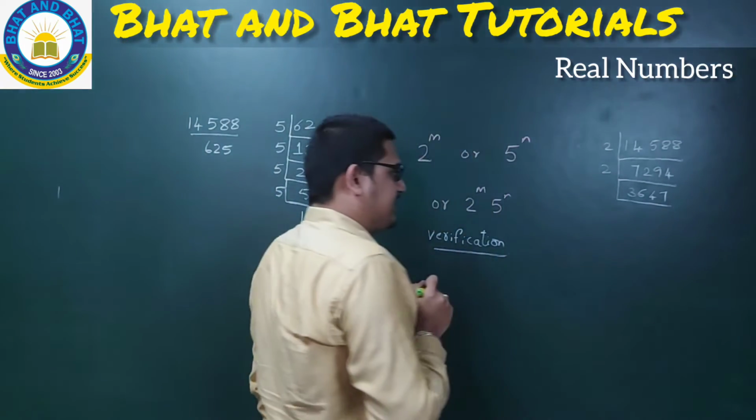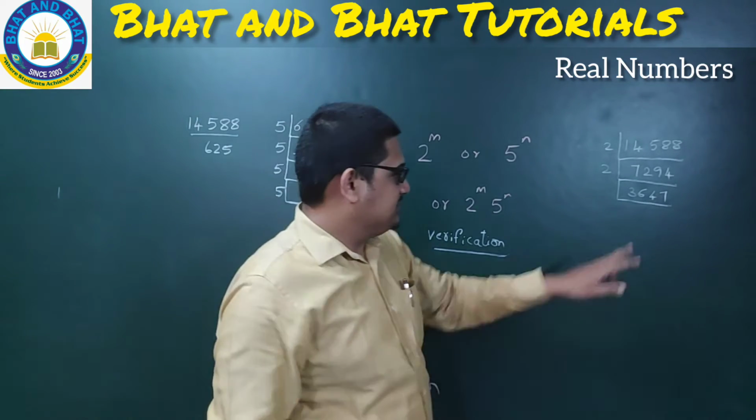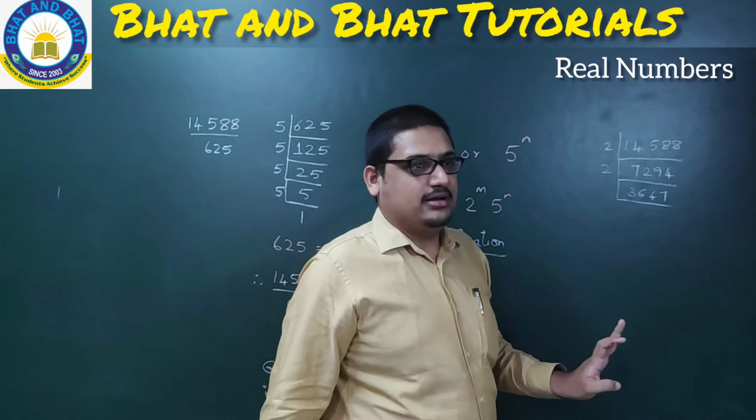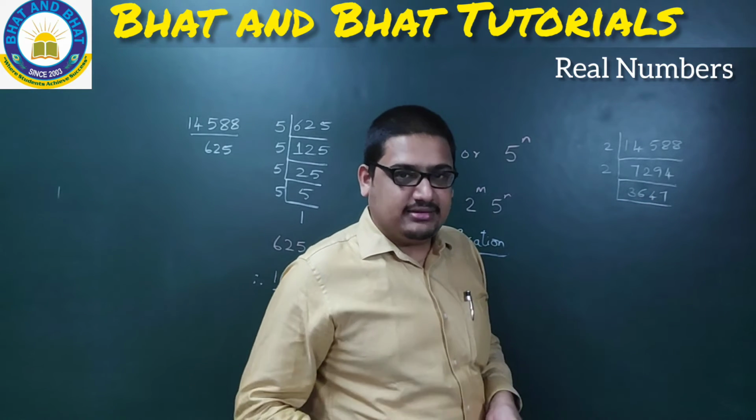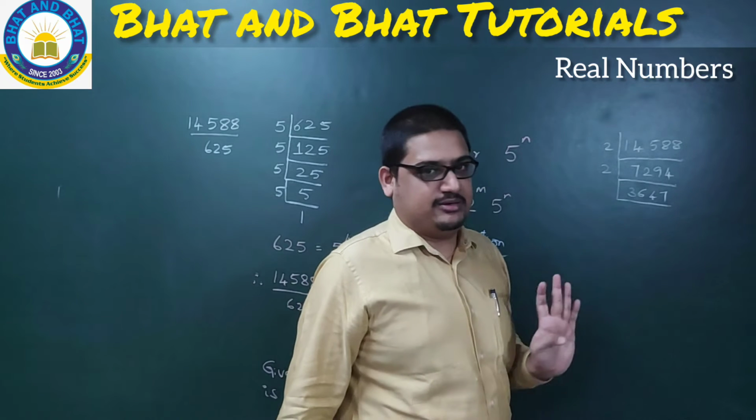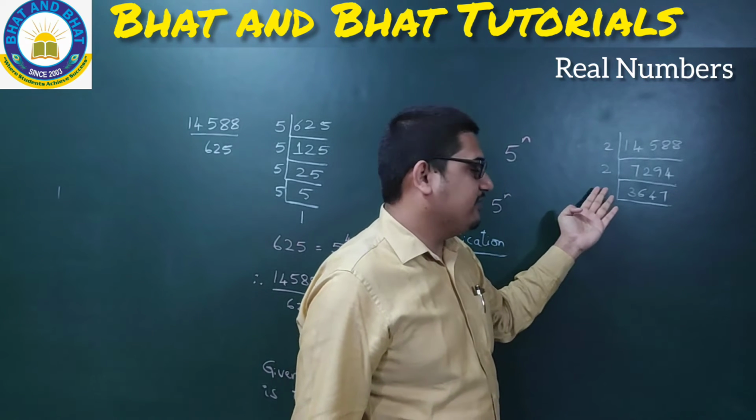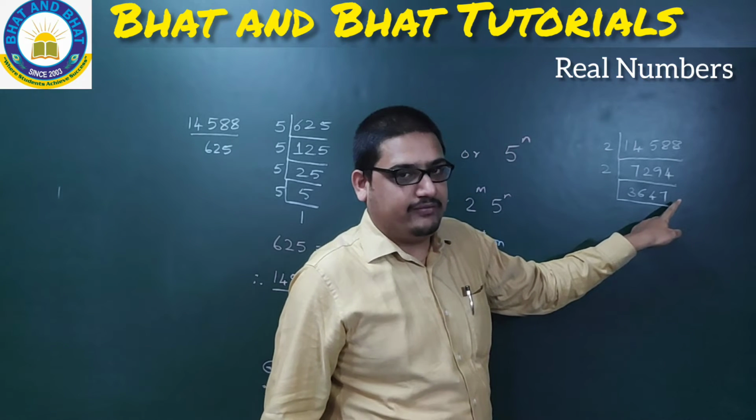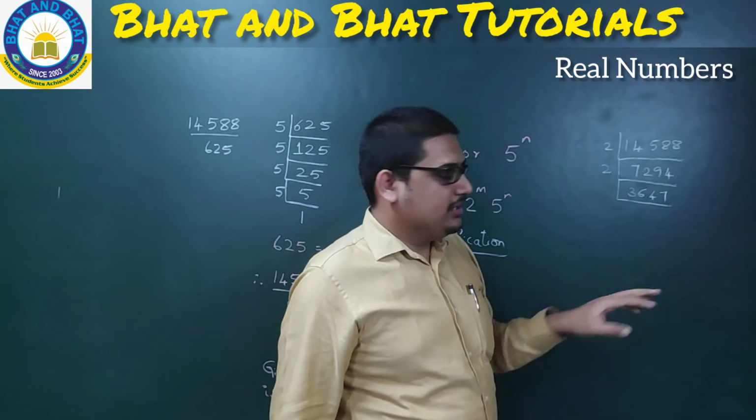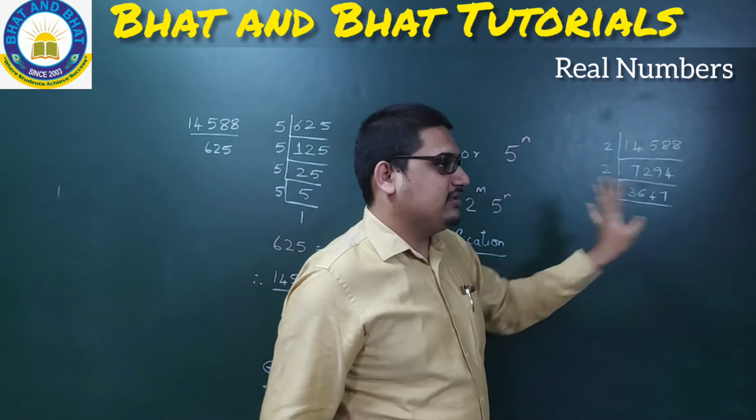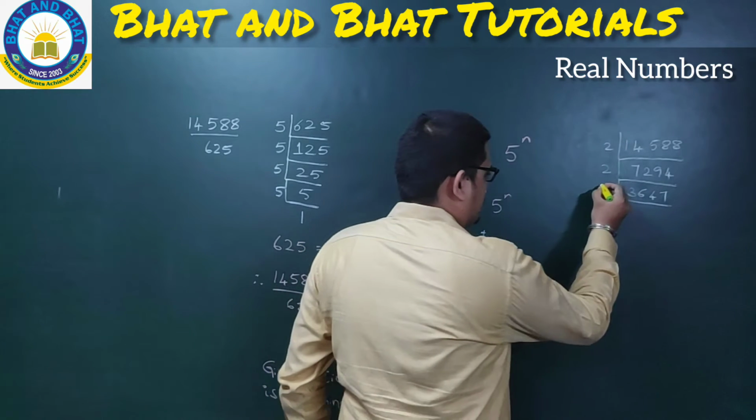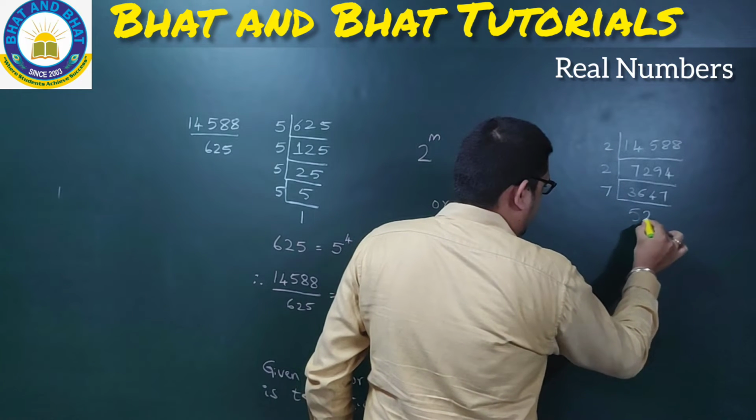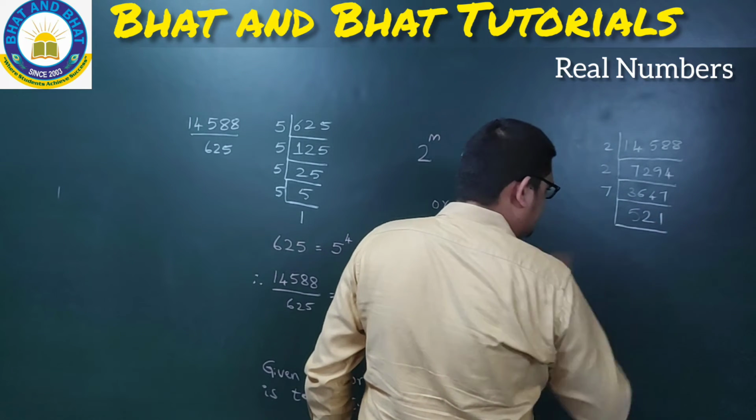Next, which one should I take? Let us try 3. 6 plus 3 is 9, 9 plus 4 is 13, 13 plus 7 is 20. 20 is not divisible by 3, so this is not divisible by 3. Let us try 5. Since it is not ending with 0 or 5, obviously it is not divisible by 5. Let us try 7. 7 fives are 35, 1 is the remainder, 7 twos are 14, 7 ones are 7.